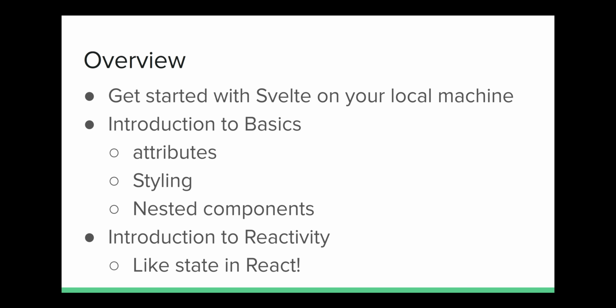In this video, I'll get started with Svelte on our local machine, so I won't be using any web embedded IDE or anything like that. Then I'll start going into Svelte basics here, and those basics will include attributes, dynamic attributes, you'll see what I mean by that, some styling inside nested components, and then we'll go on to reactivity. And reactivity is basically like state in React. So let's get started by downloading Svelte on our local machine.